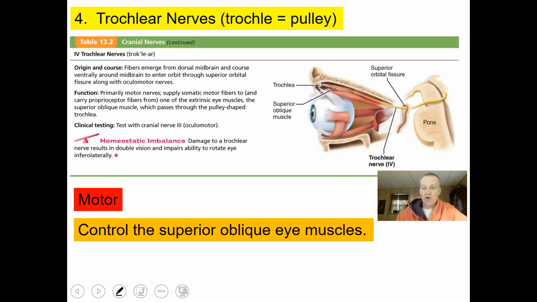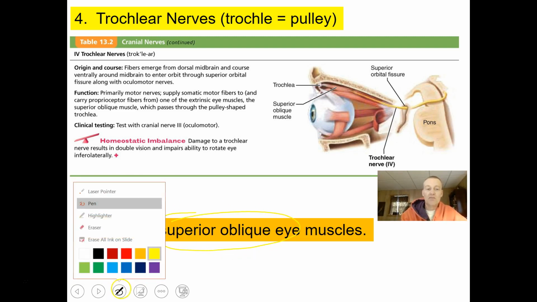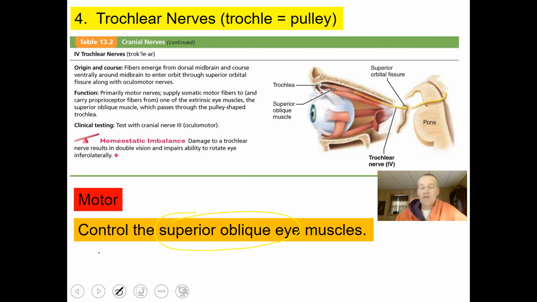The trochlear nerve is going to control the superior oblique muscle. So really it only controls one muscle, the superior oblique muscle, and that muscle is going to be involved in allowing you to look kind of down. So if you get that one messed up, you can't really look down.